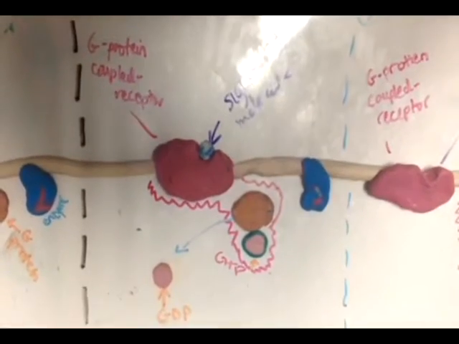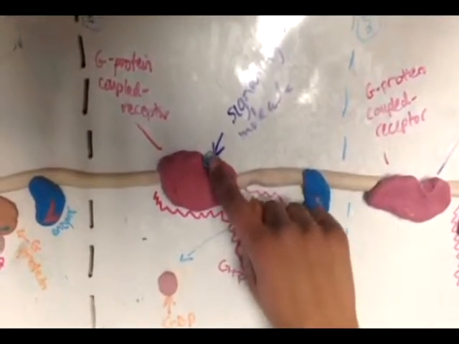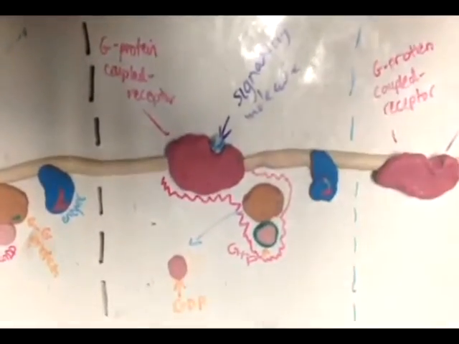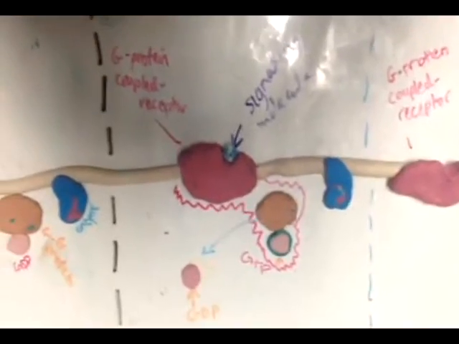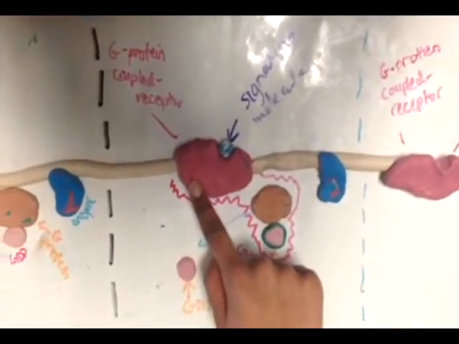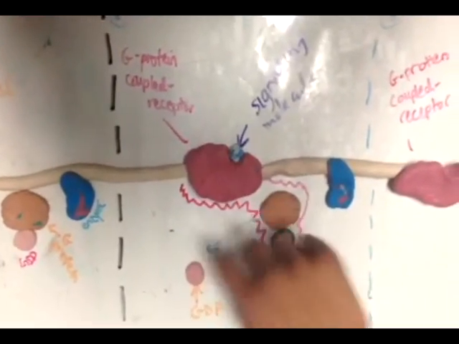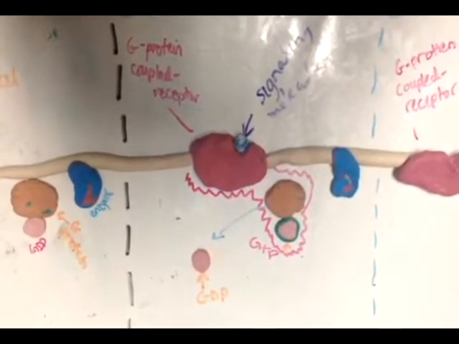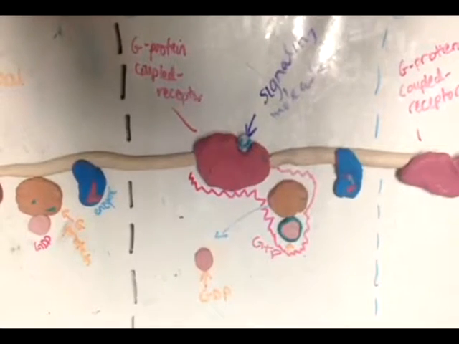A specific signaling molecule binds to the receptor on the extracellular side, which is this part. Then the receptor activates and changes shape. Next, the receptor binds to an inactive G protein on the cytoplasmic side.